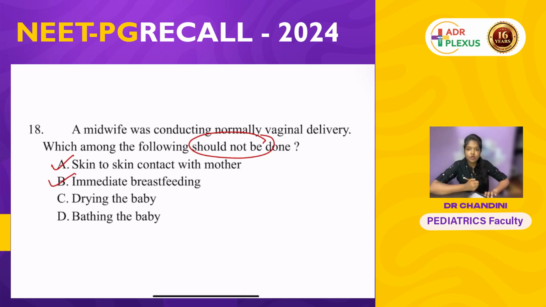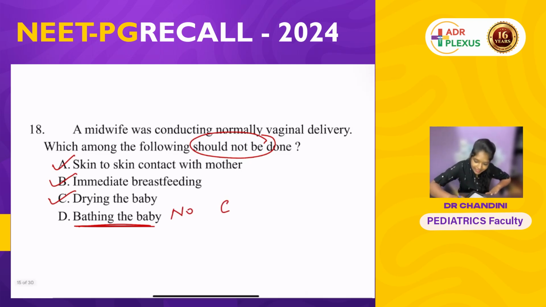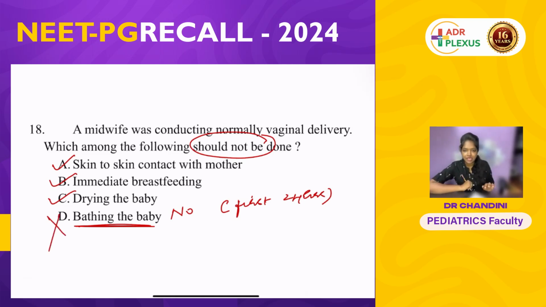Drying the baby during newborn resuscitation. The routine steps include warm the baby, dry the baby, and cover the baby, right? So drying the baby is also acceptable. What about bathing the baby? Do we bathe the baby? No, you should never bathe the baby at least in the first 24 hours. Preferably, you will bathe the baby only after the cord falls. Before that, you will just wipe the baby with a clean cloth. If you want to bathe the baby, you will not do it in the first 24 hours because of the risk of hypothermia. So bathing the baby is not acceptable, and that is the answer for this question.